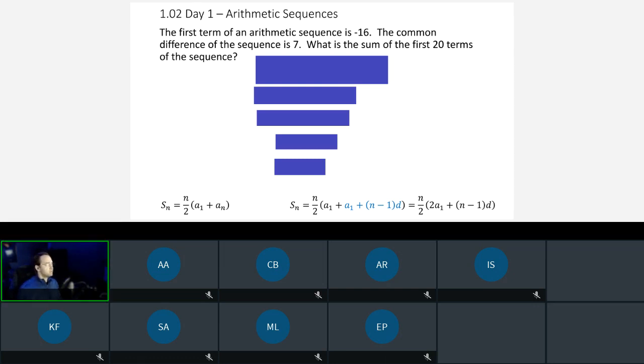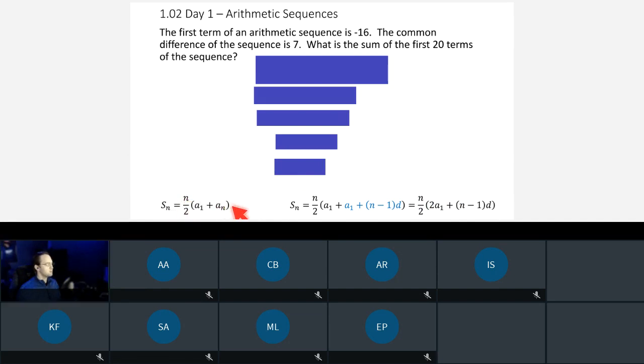All right, so arithmetic sequence. The first term of an arithmetic sequence is -16. The common difference of the sequence is 7. What is the sum of the first 20 terms of the sequence? Well, this is just a plug and chug problem. On this page, I gave you 2 equations. You can either use this first one.